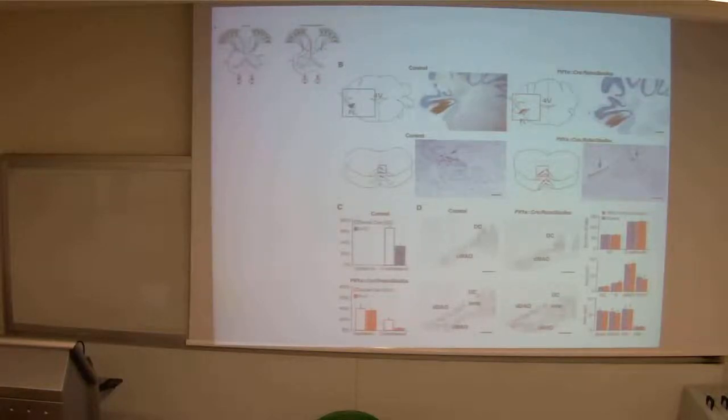Retrograde, sorry. So they put some tracer on the end of the cell, and it goes back to the cell before the host cell. So they inject in the flocculus, right? In the cerebellum. And this is going back in the axons to the original cell.